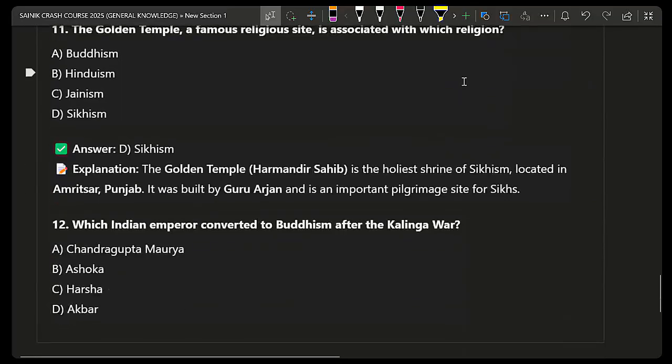Which Indian emperor converted to Buddhism after the Kalinga War? Chandragupta Maurya, Ashoka, Harsha, Akbar.